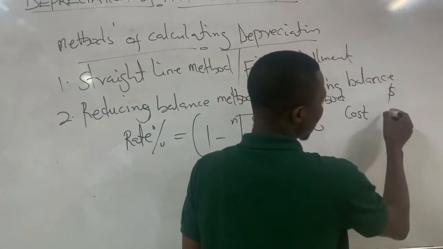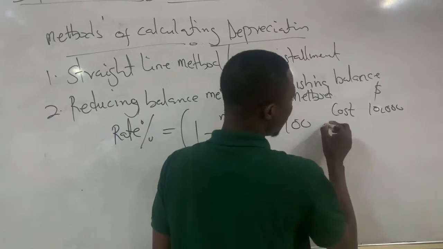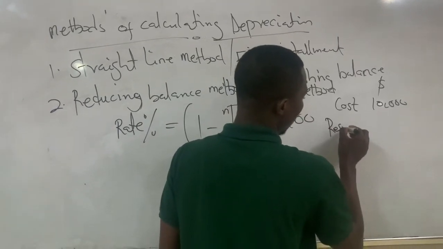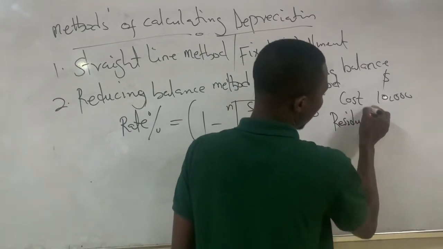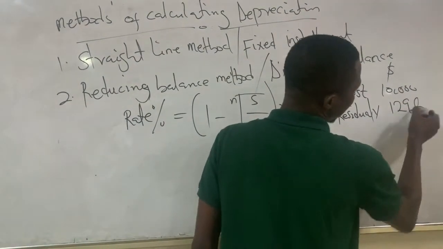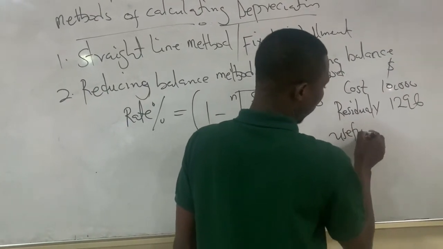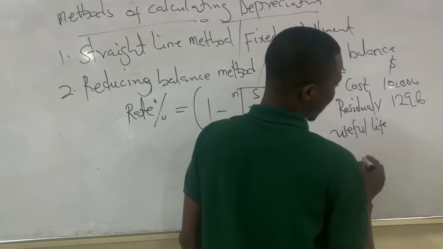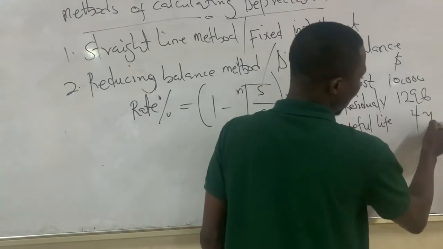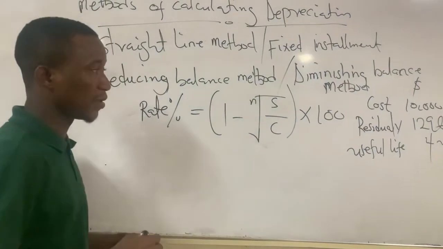So let's assume that you have an asset that costs, in dollars, $10,000. We have a residual value, that is the same as the scrap value, being maybe 1,296. Then we have the useful life of the asset, which is estimated to be maybe 4 years. And you are to determine the rate of percentage.